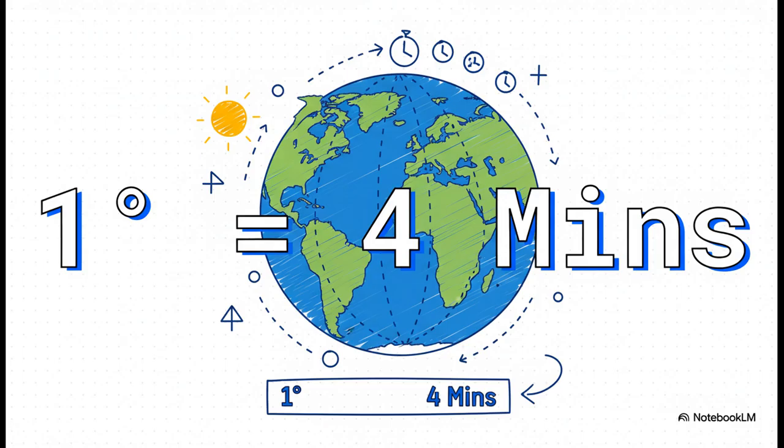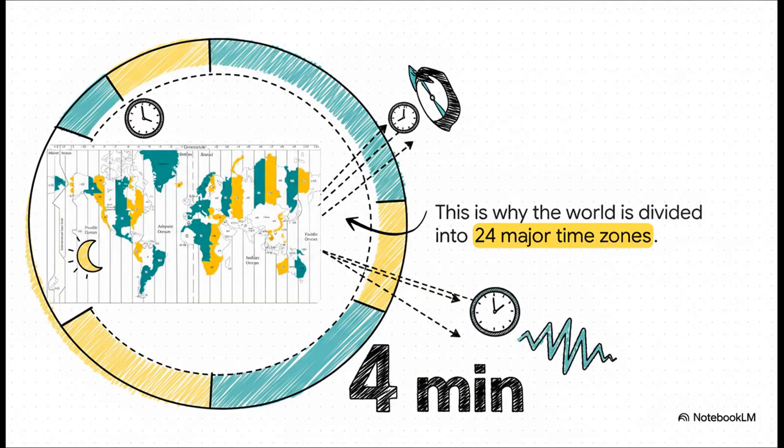Just remember this. And because of this rule, we have this, the World Time Zone Map. Each of these colored bands is a different time zone. This is why when it's daytime here in India, it's nighttime for your cousin living in America. It's all because of longitude and that simple 4-minute rule.